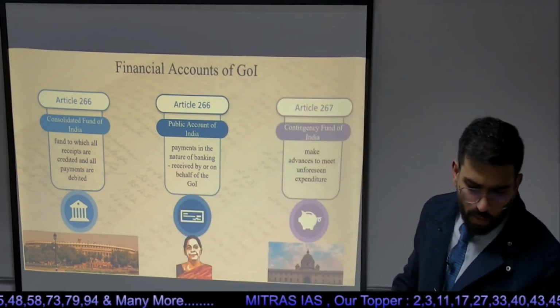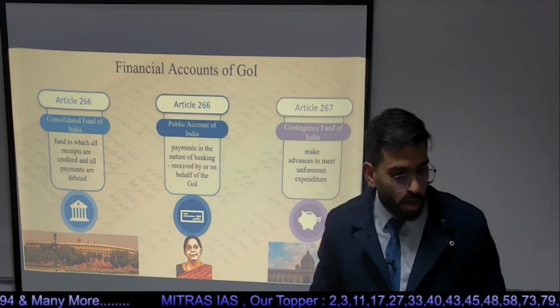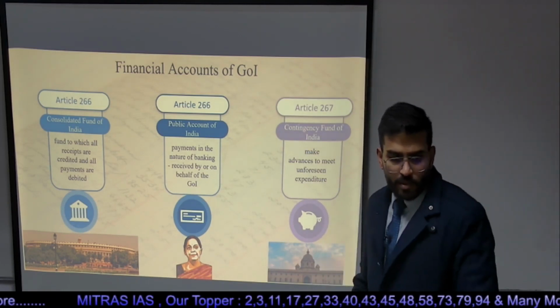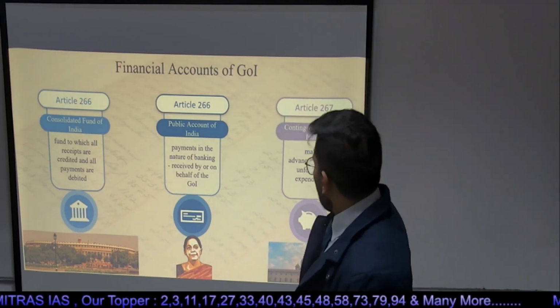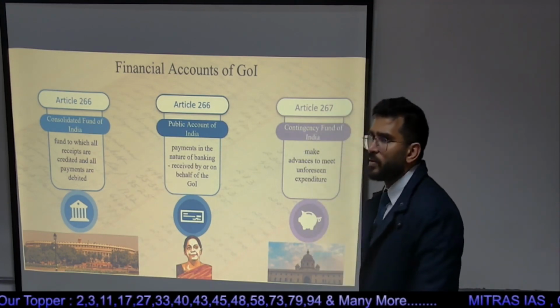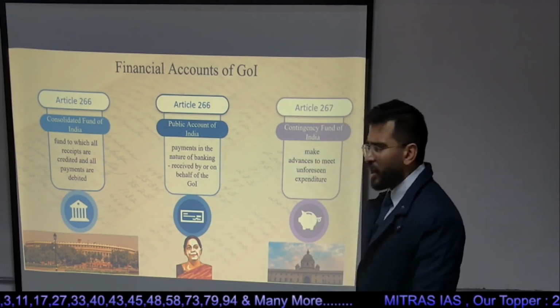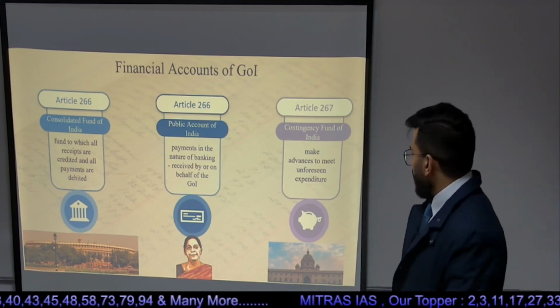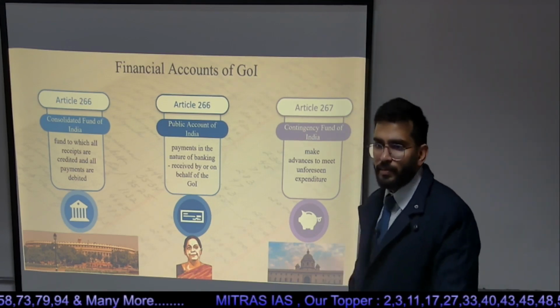But another one is the Contingency Fund of India, which is for making any unforeseen expenditures. There are around 500 crore rupees kept in it, and it is held by the President of India.